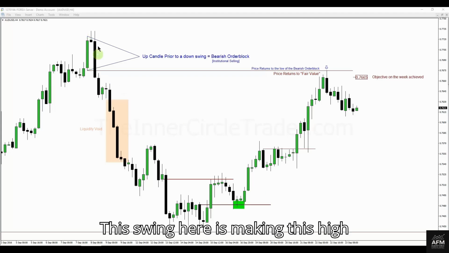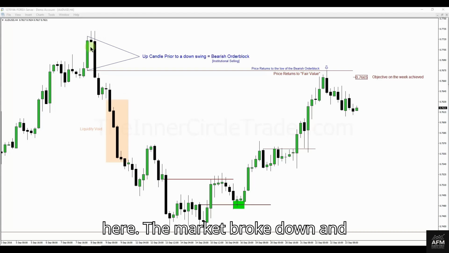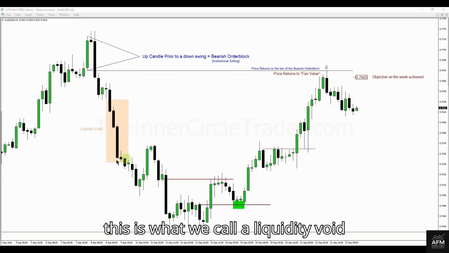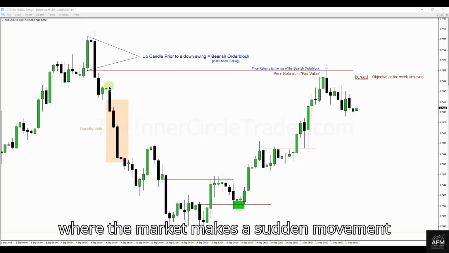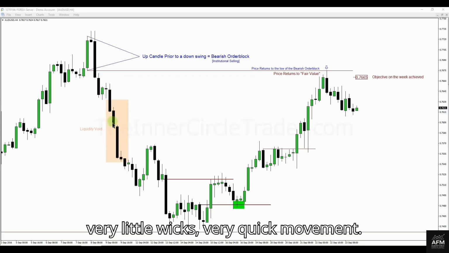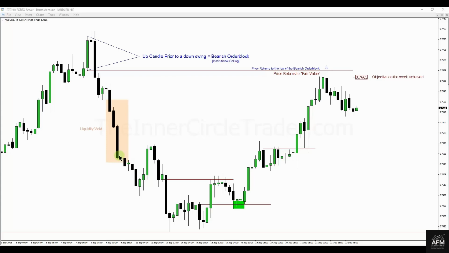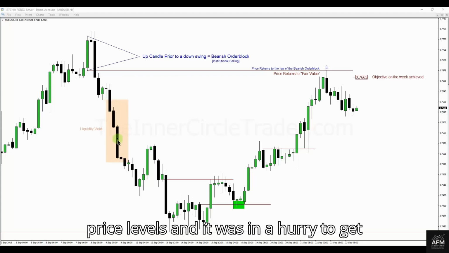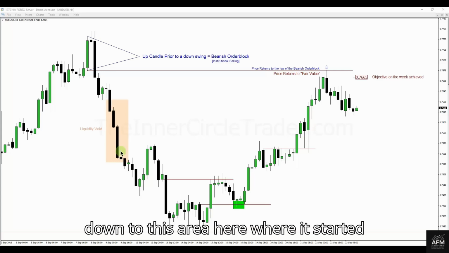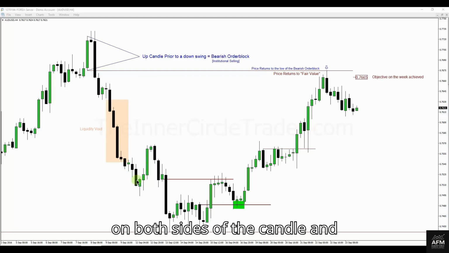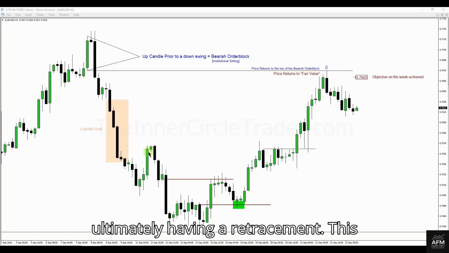This swing here is making this high here. The market broke down and it quickly ran away. And this is what we call a liquidity void, where the market makes a sudden movement lower in large ranges, very little wicks, very quick movement. That is a void. That means the price spent very little time trading at these price levels and it was in a hurry to get down to this area here where it started trading more efficiently back and forth on both sides of the candle and ultimately having a retracement.